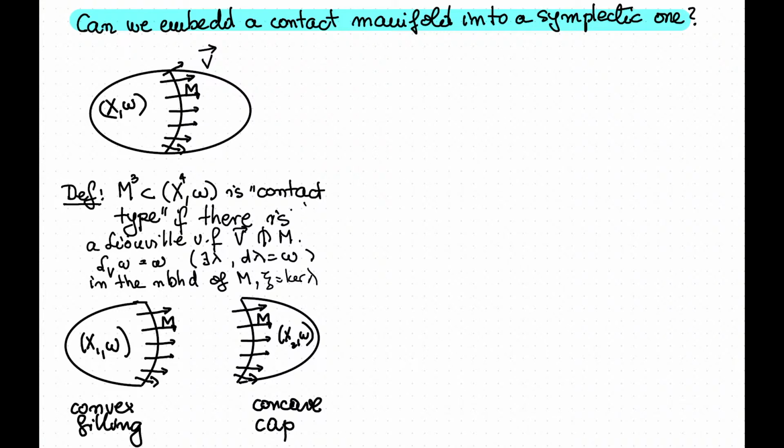And a lot of work on exotica and on various other questions came from finding fillings of a 3-manifold and then finding a convex cap for it. And so the existence of concave cap is due to work starting with Gay and then Eliashberg and then Etnyre, Honda and so on. And it gave some very important applications to property P by Kronheimer and Mrowka.